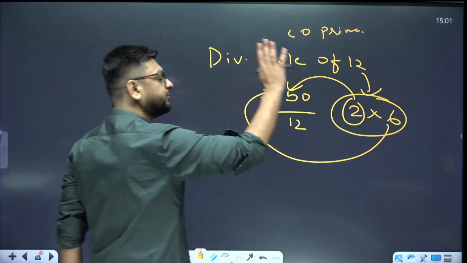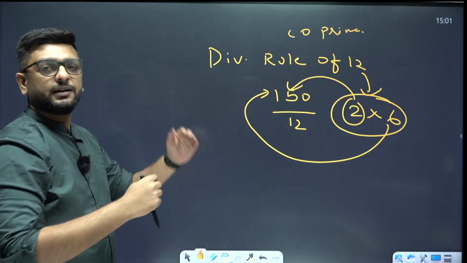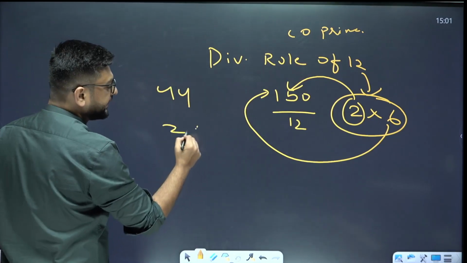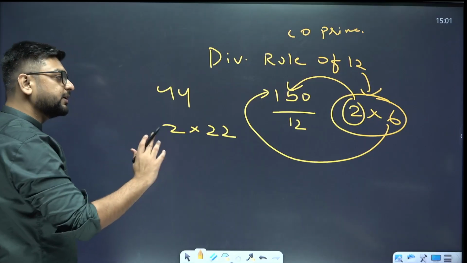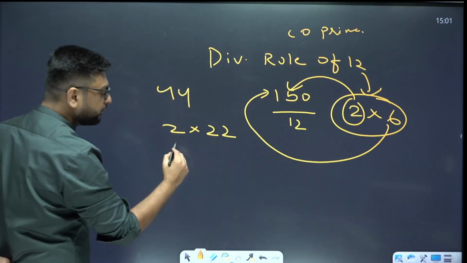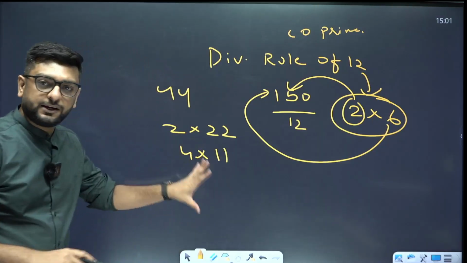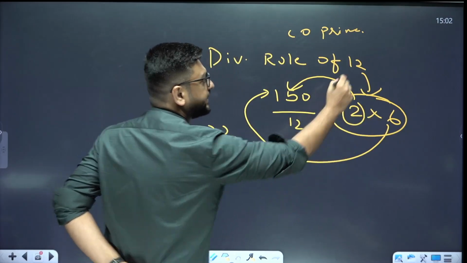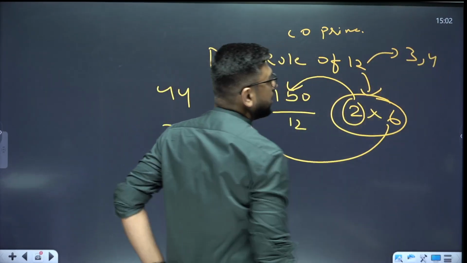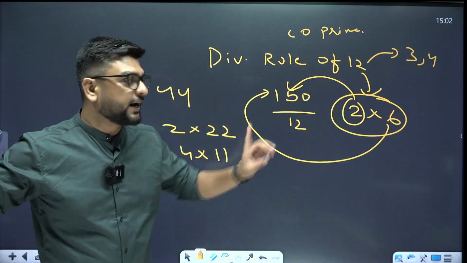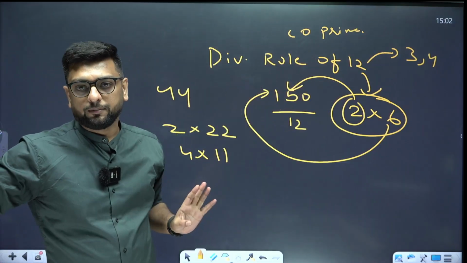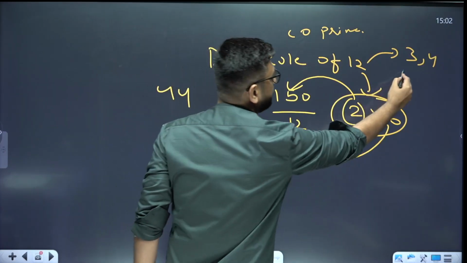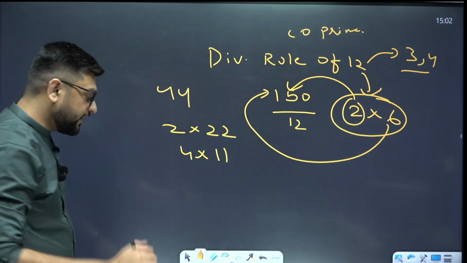So whenever you have to check the divisibility of greater numbers, let's suppose the divisibility of 44, I'll not check 2 into 22. I'll check those numbers which are co-prime to each other, that is 4 into 11. Did you get my point? So here I'll not take 2 and 6. I'll take 3 and 4. Also, we have learned the concept that all consecutive numbers are co-prime to each other. That means we'll take 3 and 4 here. We'll get the answer. Let's suppose if I am taking 30.